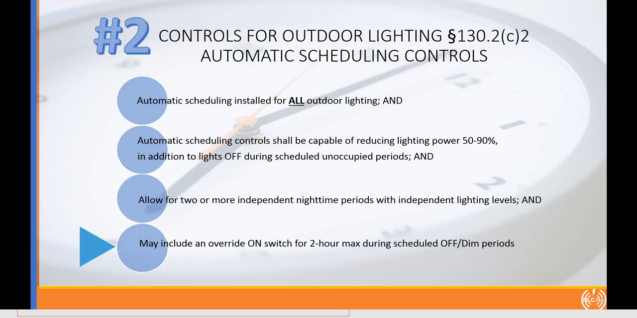The last sentence here, it says may include an override switch for 2-hour max during scheduled off/dim period. So you're not required to provide an on-off switch for exterior lighting. That's not a code requirement, but I would recommend it anytime we are controlling the exterior lighting. It's always nice to have an override switch. And this last statement here just indicates that during the scheduled off periods, you have to use no more than 2 hours max for override. So if you turn on the lights from a wall switch or from the switch during the off or dim periods, it can only be on for 2 hours. Okay, and if you want to keep it on for another 2 hours, then you'll probably have to go back to that switch and trigger it on again.